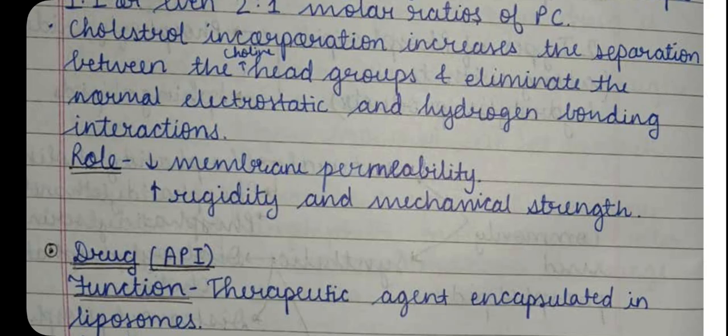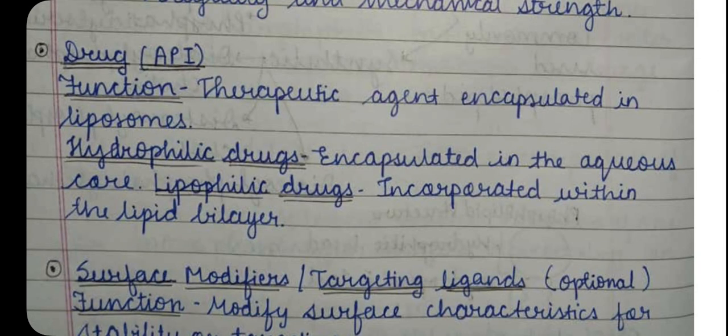Cholesterol incorporation increases the separation between the choline head groups and eliminates the normal electrostatic and hydrogen bonding interaction. Role: it generally decreases the membrane permeability, increases rigidity and mechanical strength. Other components, like we can say drug or API, their function is that the therapeutic agent is encapsulated in the liposomes. Hydrophilic drugs are encapsulated in the aqueous core. Lipophilic drugs are incorporated within the lipid bilayer.